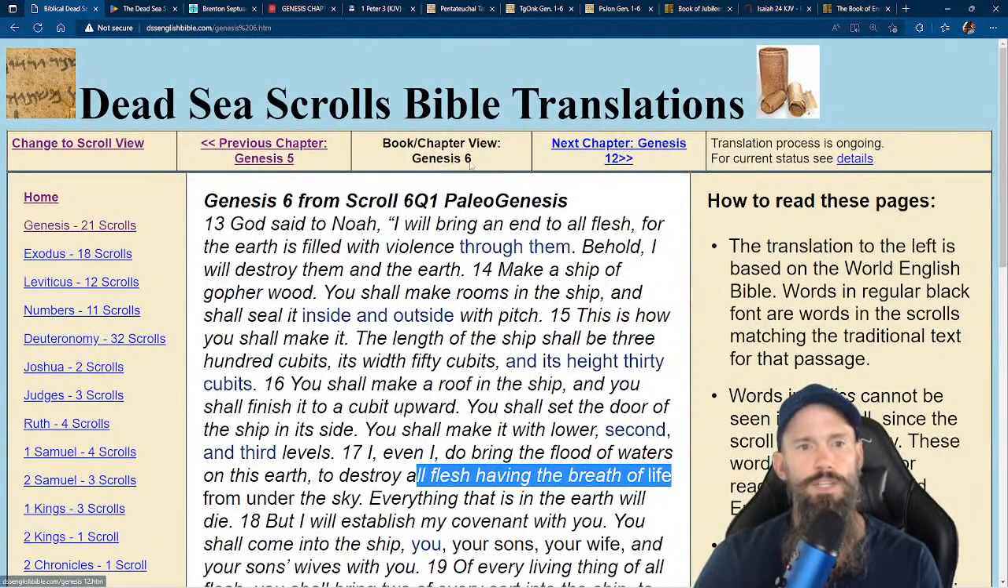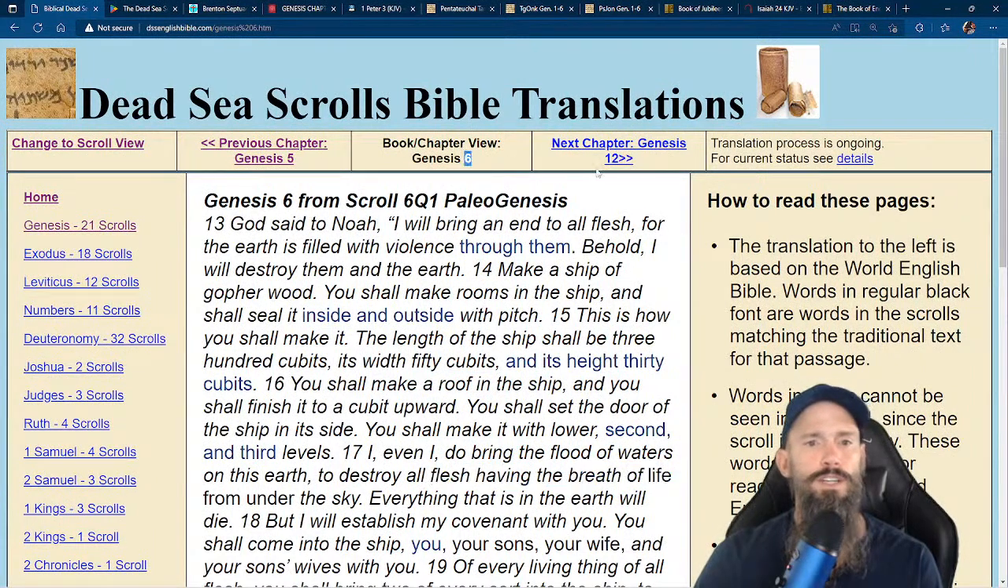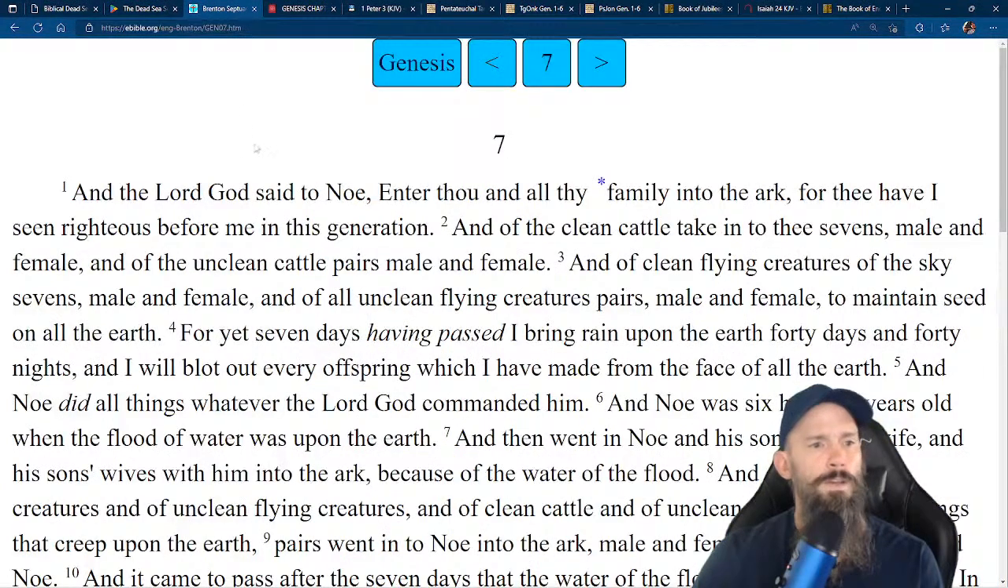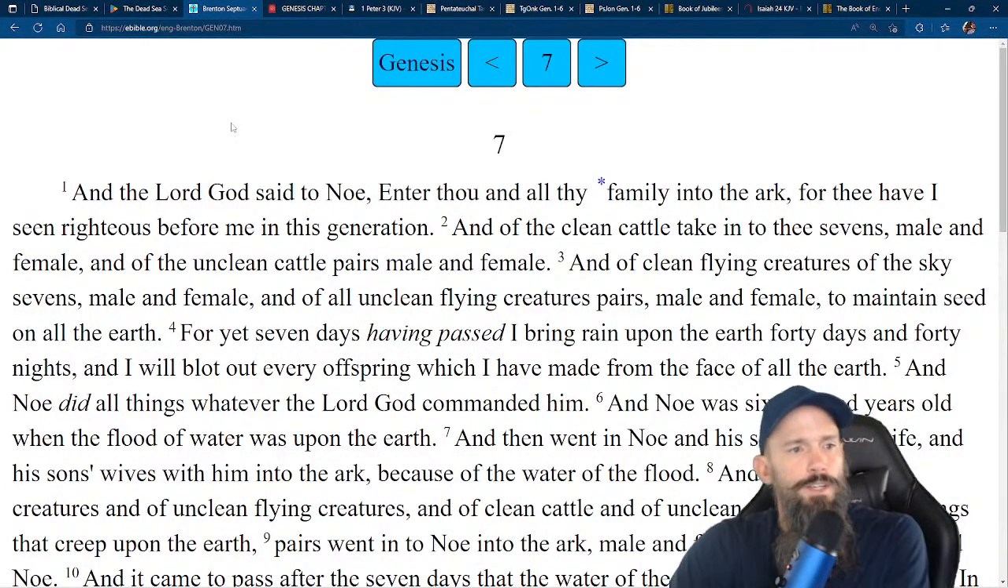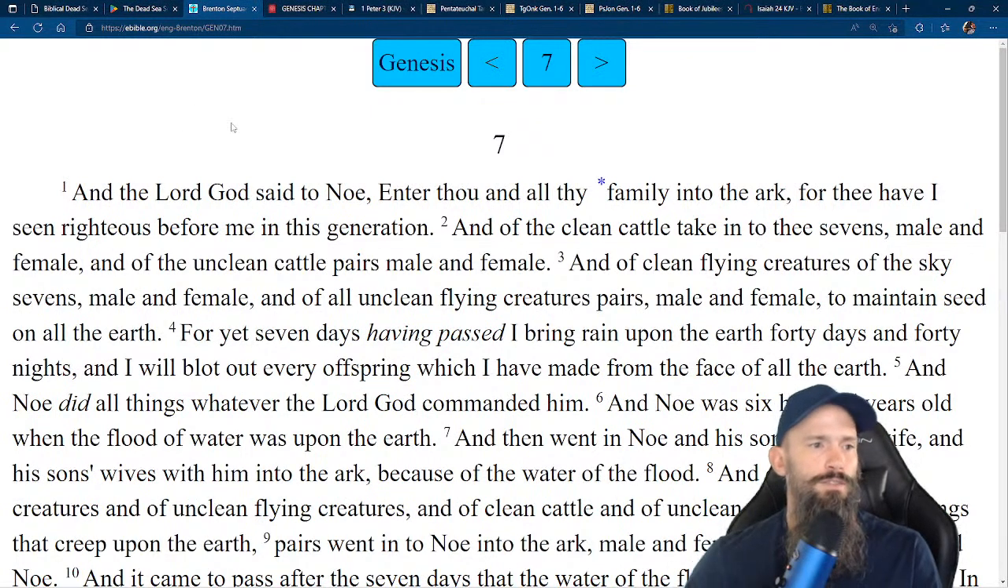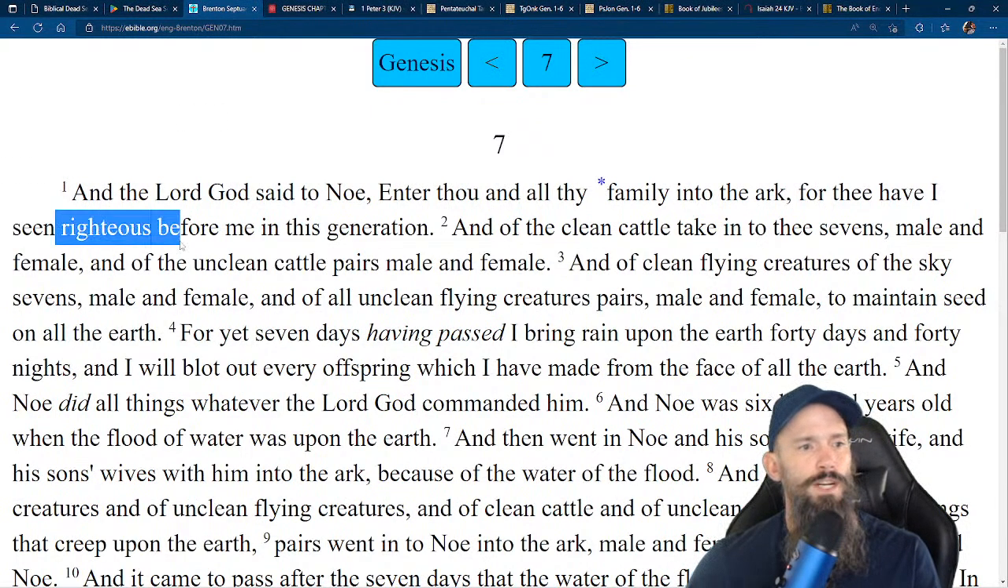Missing a big chunk. Next scroll, chapter 12. So, chapter 7 in Septuagint, and Yahuwah said to Noah, Enter thou and all thy family into the ark, for thee I have seen righteous before me in this generation. Righteous. Righteous. He saved the righteous.